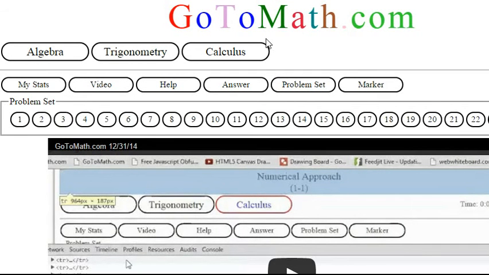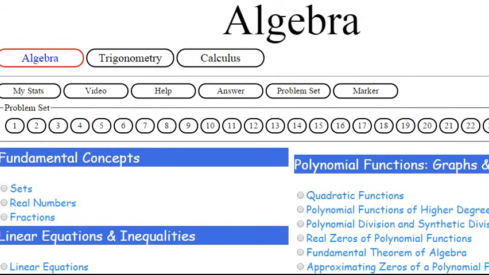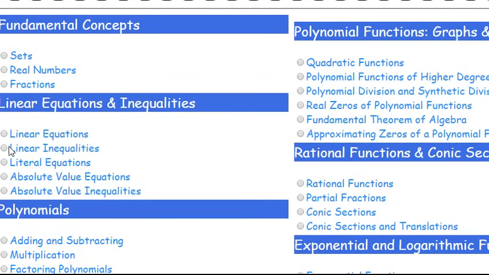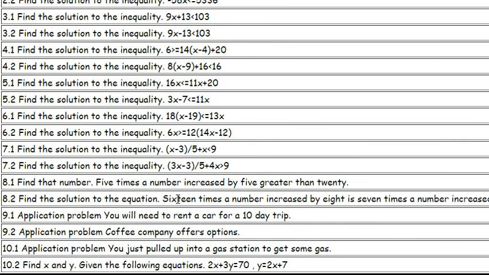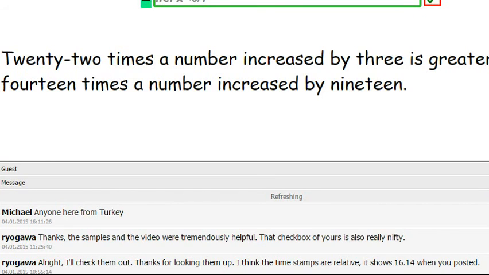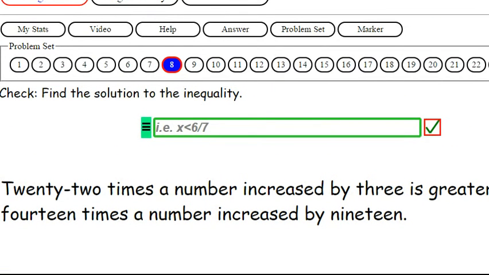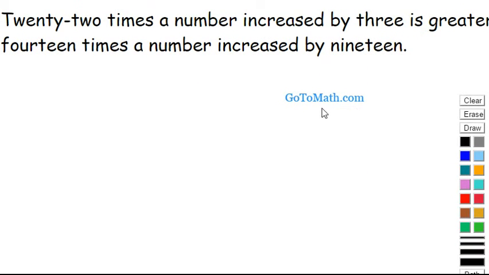Okay, we're here at GoToMath.com. Click on Algebra. Let's go down to linear inequalities. And I believe we're down here at 8.2 for the second time or third time or however many times it takes, I guess.